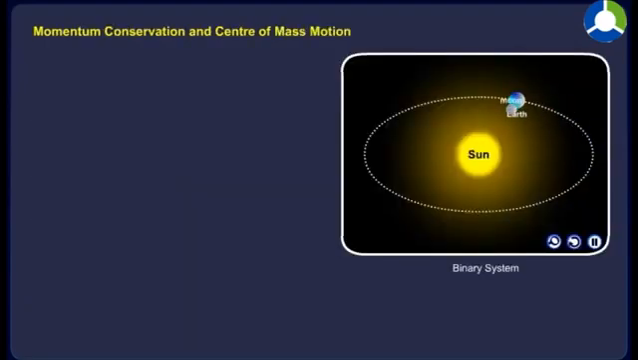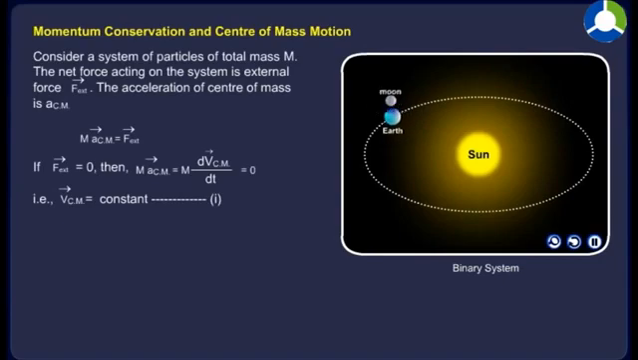Momentum conservation and center of mass motion. Consider a system of particles of total mass m. The net force acting on the system is the external force, vector F external. The acceleration of the center of mass is A_cm. m A_cm vector is equal to F external vector. If F external is equal to 0, then m A_cm vector is equal to m d V_cm vector upon dt, which is equal to 0. That is, vector V_cm is equal to constant.